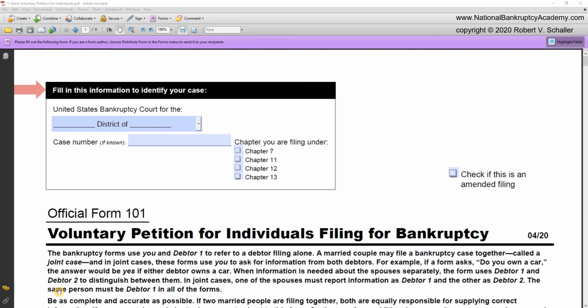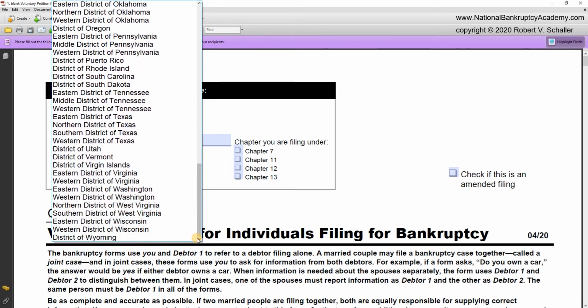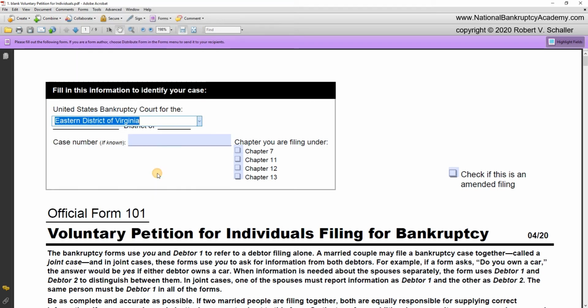This box allows the court to know in what court you are going to be filing the bankruptcy case. And there's a pull-down menu, so let's explore that. Here it says United States Bankruptcy Court for the, and with a pull-down menu, you'll identify which district in which you're going to file the bankruptcy case. We're using an example today of George and Martha Washington, and they live in the Eastern District of Virginia. So I'll pull down the menu, and we're going to search for the Eastern District of Virginia. And there it is. So I'll click on that.